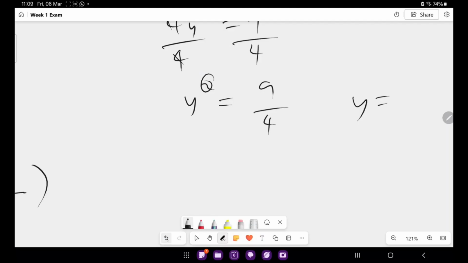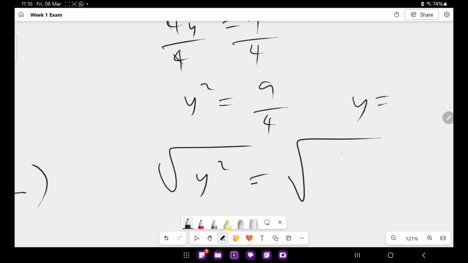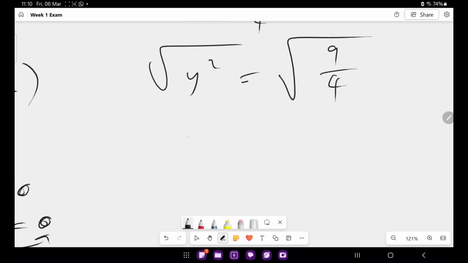So how do we remove the squared? We introduce a square root sign to both sides. And then we get y is equals to, now we think, square root of 9. Does 9 have a square root? If we think really hard, yes, 9 does have a square root, which is 3. If we think of the square root of 4, does 4 have a square root? Yes, it does. It's 2. So now we would say y is equals to 3 over 2.